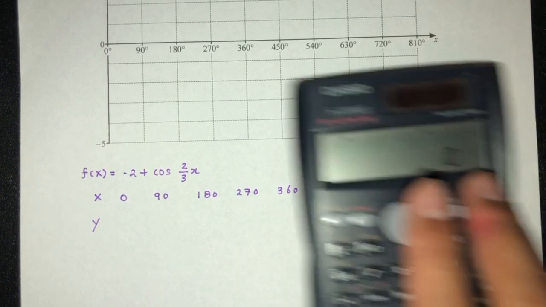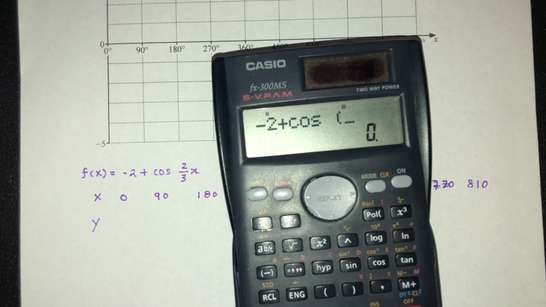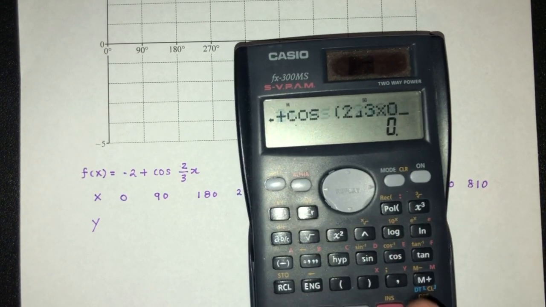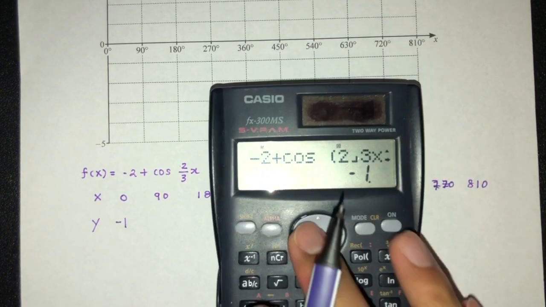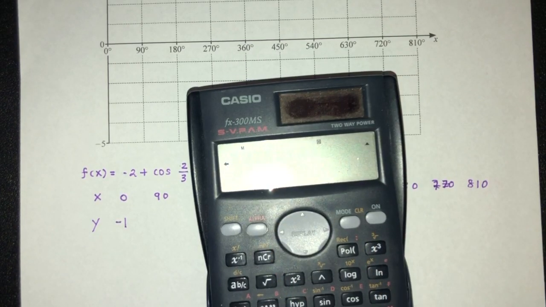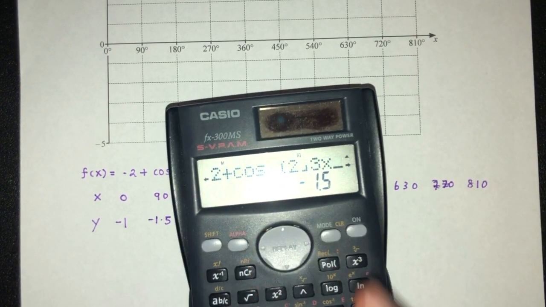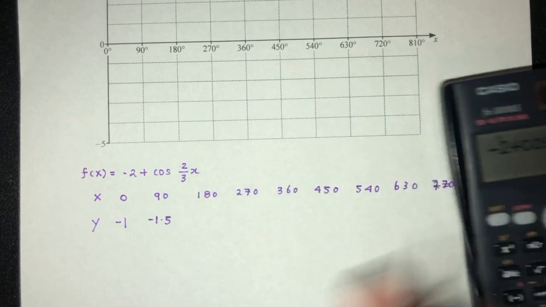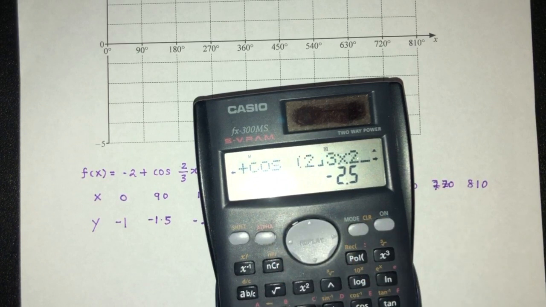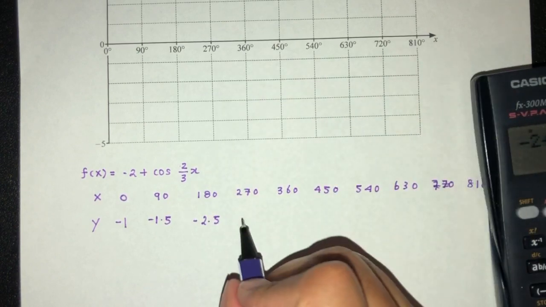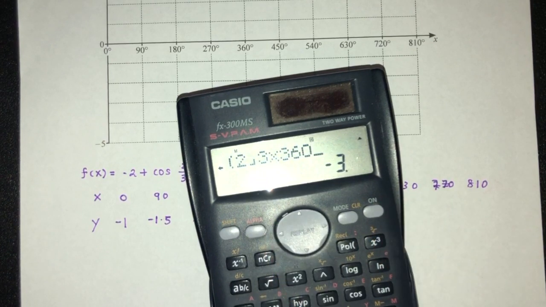That's the reason why. That'll be minus 2 plus cos. We have 2 over 3 times x will be 0 at first. That will be minus 1. That's the first value. Then it will be 90. That will be minus 1.5. Then it will be 180, minus 2.5. There will be 270. Let's see what happens now. Minus 3. And then we have 360.